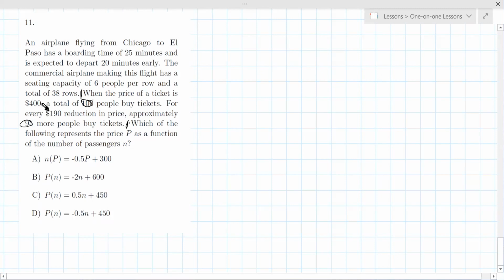Which of the following represents the price P as a function of the number of passengers N? So is P x or y, is N x or y according to this? Well, N would be x, and P would be y. Okay, so I want you to try to convert the information in this sentence to 2 ordered pairs. Really it's N comma P. What are the 2 ordered pairs here?